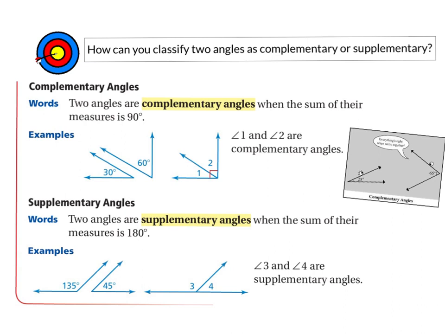Supplementary angles: two angles are supplementary when the sum of their measures is 180 degrees.